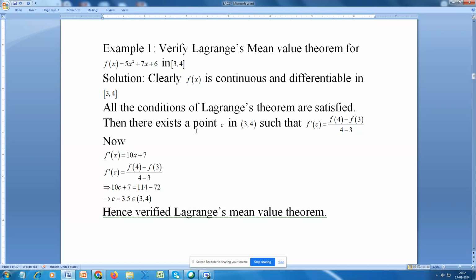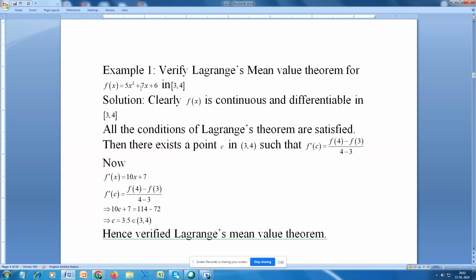Then there exists a point c in the open interval (3, 4) such that f dash c equals f of 4 minus f of 3 by 4 minus 3, that is f dash c equals f of b minus f of a by b minus a. Now f of x is 5x square plus 7x plus 6. So f dash x is 5 into 2x, that is 10x, plus 7, since the derivative of 7x is 7 and the derivative of 6 is 0.